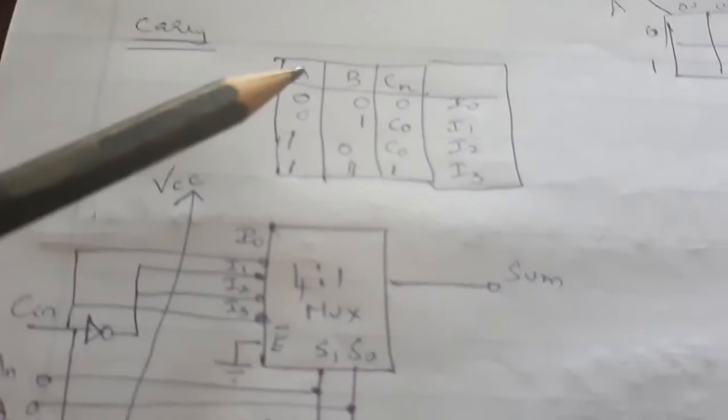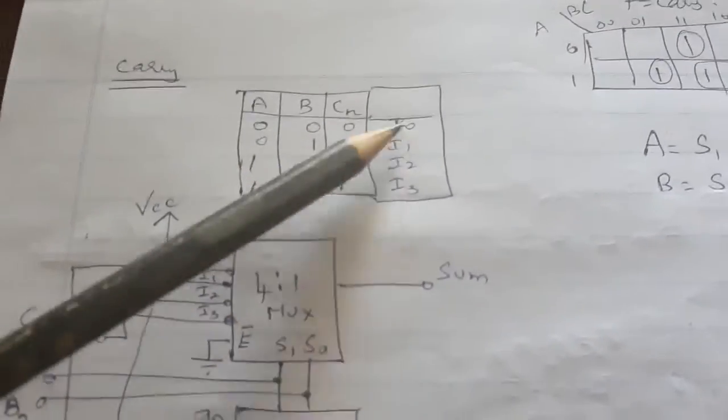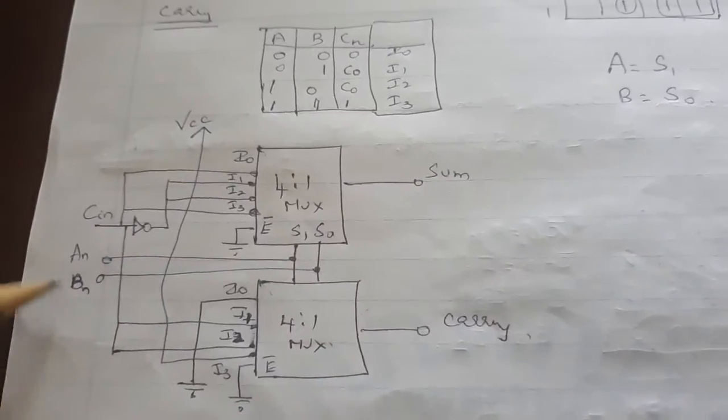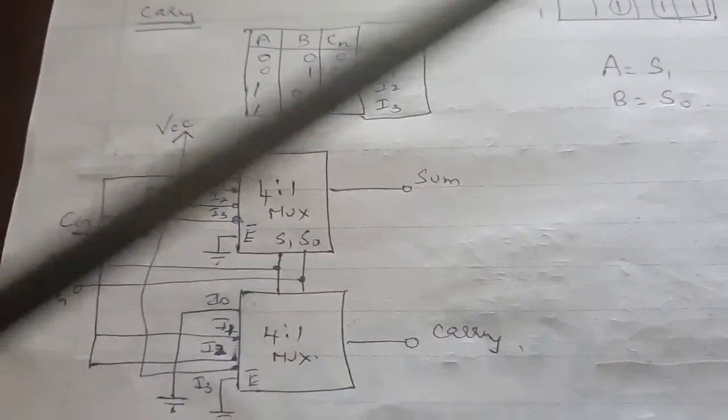Now we need to do the same thing for carry. Same thing on carry: 0, 0, 0, 0, 1, 0, I naught, C naught. Therefore, you will have your output written as a 4:1 mux. I have taken two selection lines. A and B are the selection lines. A will be taken for S1, B will be taken for S naught. I have given the equations over here.